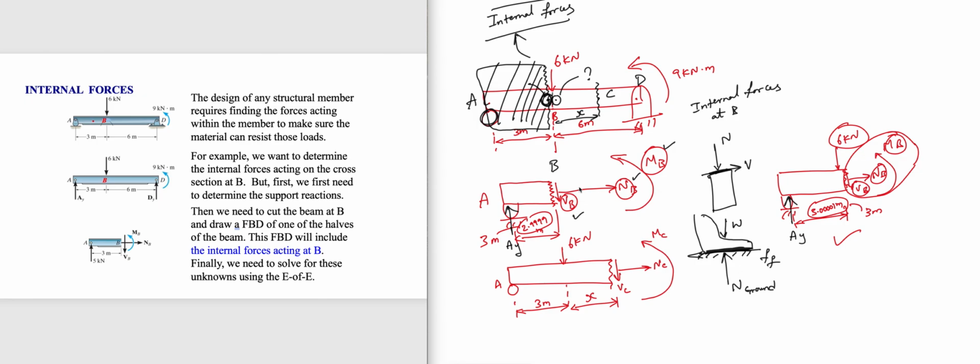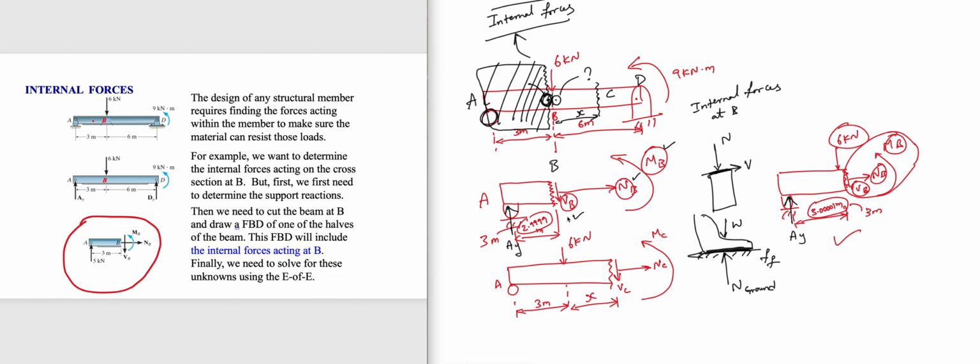So the process is as shown here. In this example problem, I'm asking you what is the internal force at B, or slightly to the left of B. When I ask you that, you have to make an imaginary cut and draw these three things. So here you see AY, VB, NB, MB. So you have to draw these three things and AY.